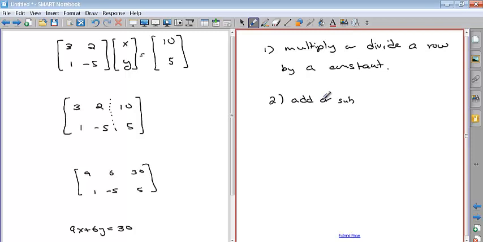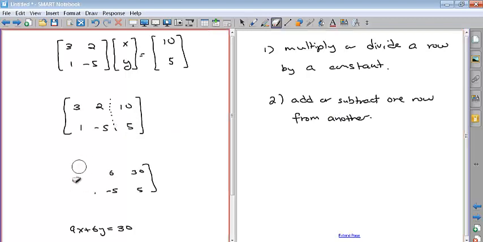The second one is to add or subtract one row from another. So that's just taken. So what I could do, say, an example of that would be if I keep the first row the same. So it's 3, 2, and 10. If I just, let's say, added the first two rows together. So I add 3 plus 1 is 4, 2 minus 5 is negative 3, and 10 plus 5 is 15.